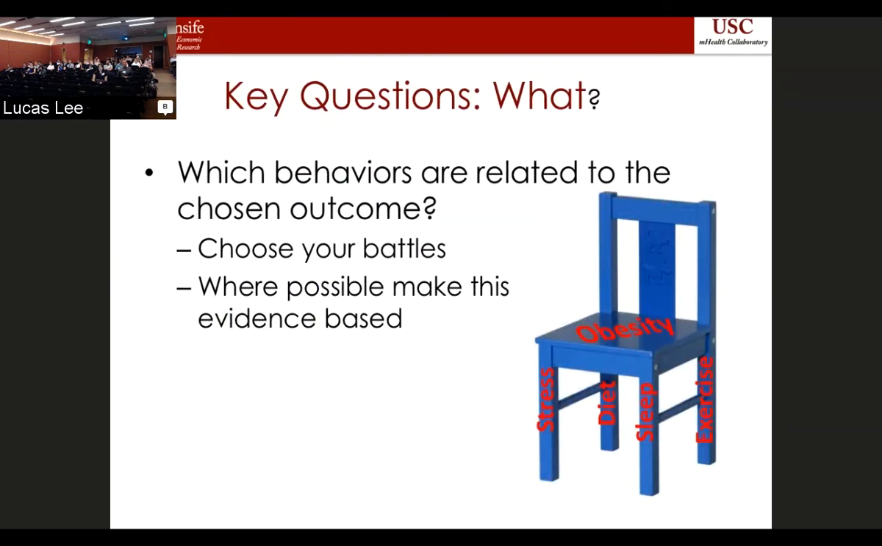And another key question is what? Choose your battles. Bonnie Spring has shown that we can intervene on multiple behaviors, but you can't intervene on them all. So multiple behavior change is a thing. There are lots of articles about it. It can be very useful to pick behaviors that work together, or to give people choices about the behaviors they might want to change first when working, for instance, in a dietary intervention. But choose your battles. And where possible, make those battles evidence-based.